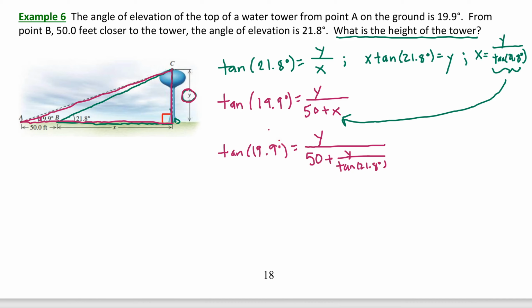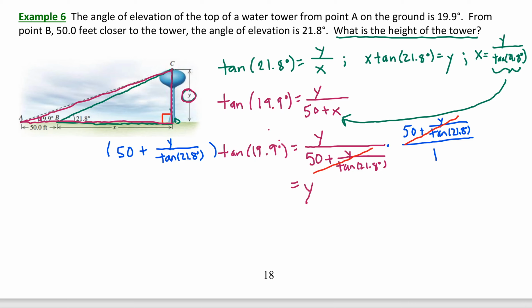The first thing I want to do is clear that fraction. To clear the fraction, I'm going to multiply both sides by the denominator of this big fraction. And to see the portions of the fraction clearly, I'm going to write it over 1, okay? And on this side, I'm just going to put it in a big set of parentheses, 50 plus y divided by tangent of 21.8 degrees. Over here on the right side of the equation, you can see that the entire denominator is going to cancel, and the only thing left on the right side is y.